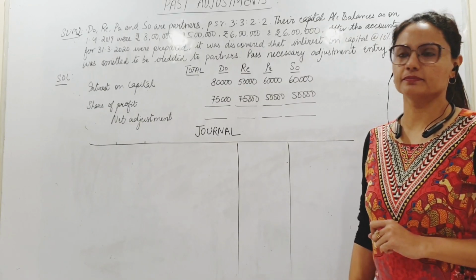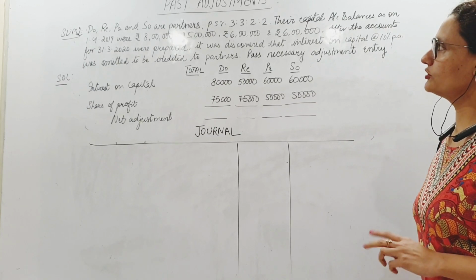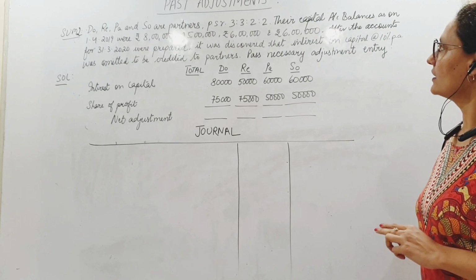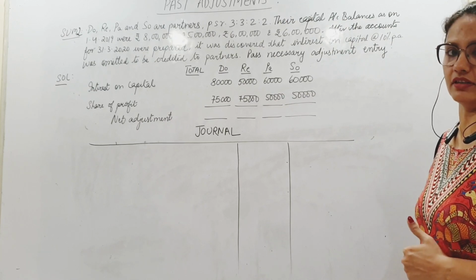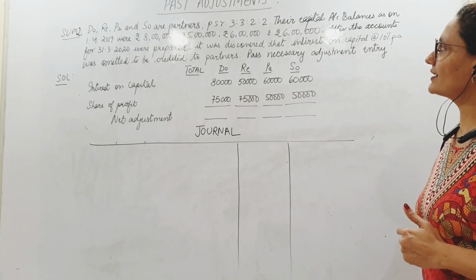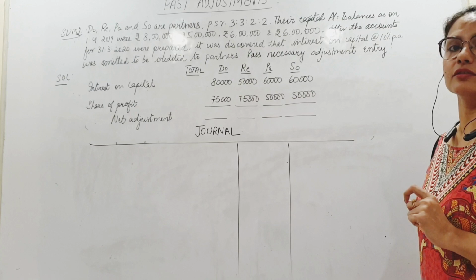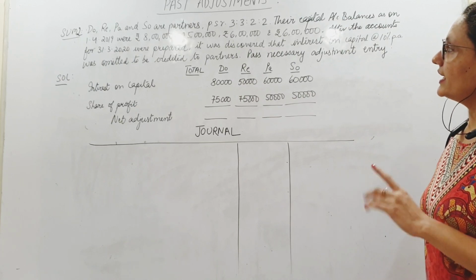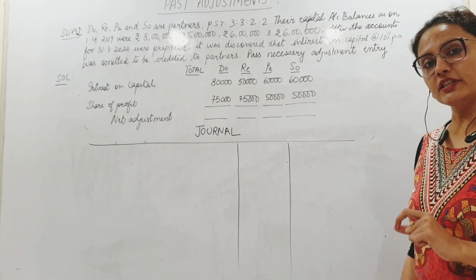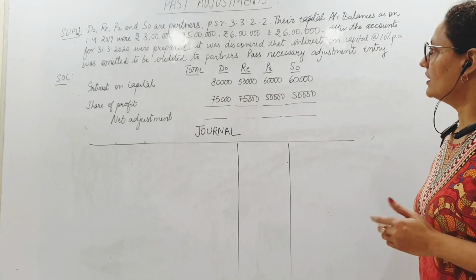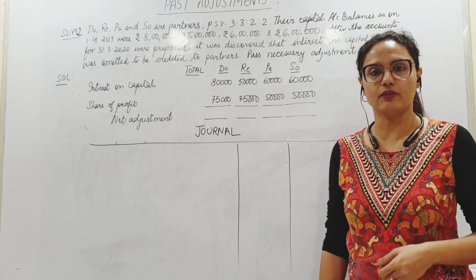Yes, sum number 2. Do, Re, Pa, So. 4 partners. Profit sharing ratio 3:3:2:2. Their capital account balances on 1/4/2019, that is the opening capitals, are 8 lakhs, 5 lakhs, 6 lakhs and 6 lakhs respectively. After the accounts for the year ending 31st March 2020 were closed, it was discovered that interest on capital at 10% per annum was omitted to be credited to the partners. Pass necessary adjustment entry. Now if you read the sum again, if you want to.